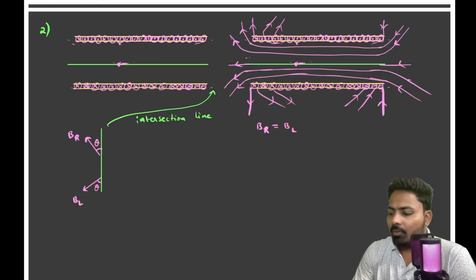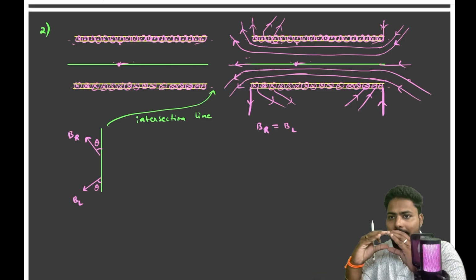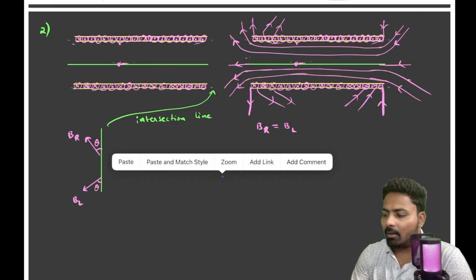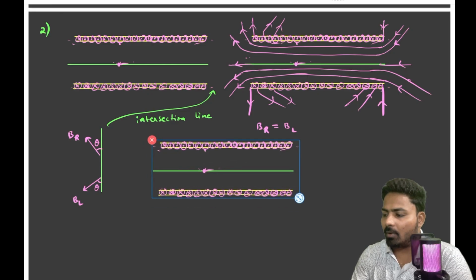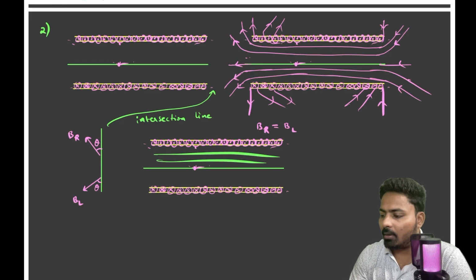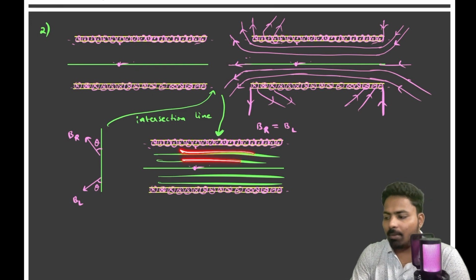So if you clearly see over here, the vertical components will get cancelled. When both the solenoids are joined, the vertical components will get cancelled. And what will happen when we join these? Okay, so this is the center line over here. When we join these two, the field lines at the center will become uniform. Field lines at the center, this intersection line, I'm drawing again over here. This is the intersection. Now the field lines have become what?